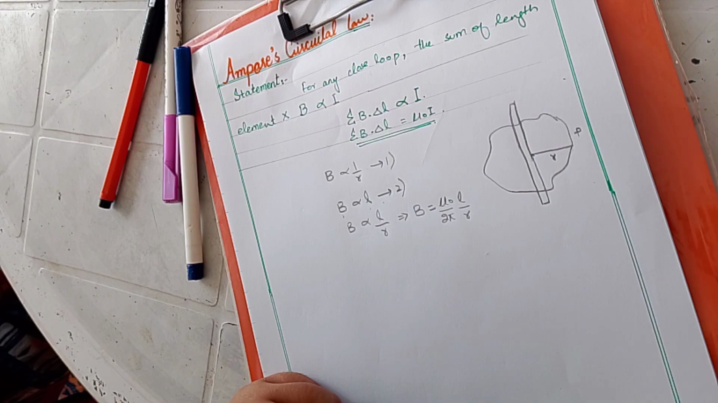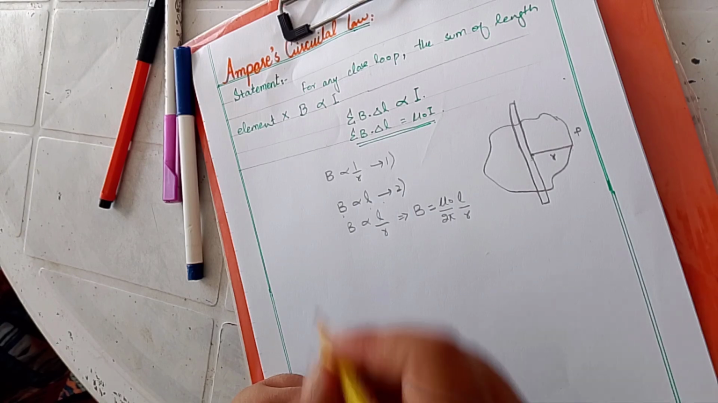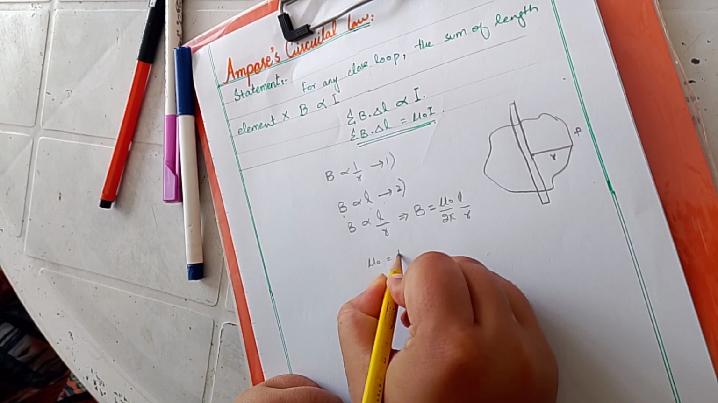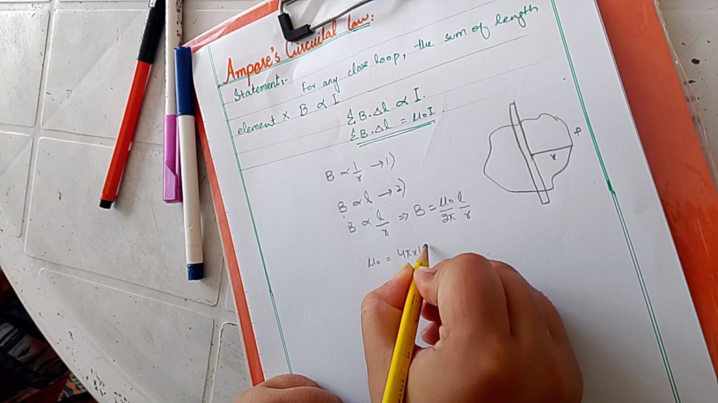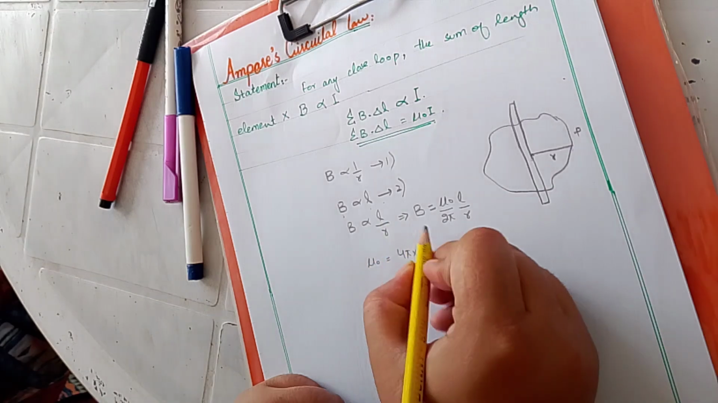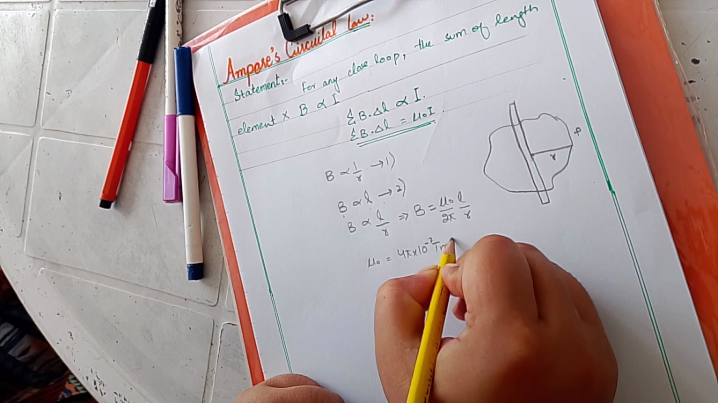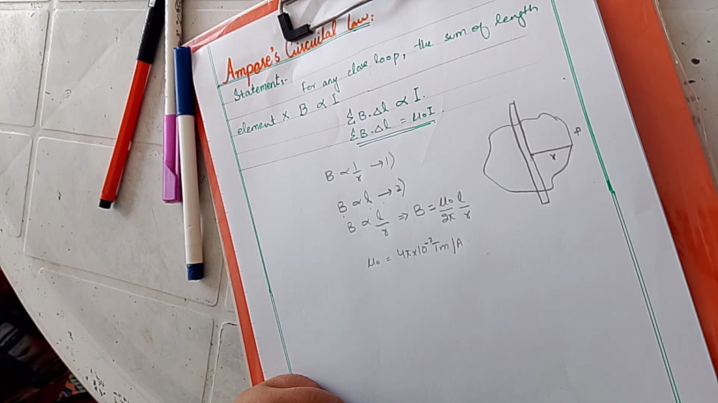This is the constant of proportionality, and mu naught is the permeability, meaning allowance of material. Mu naught is the permeability of vacuum, and its value is 4 pi multiplied by 10 power minus 7 Tesla meter per ampere, or we can write it as 4 pi multiplied by 10 power minus 7 Weber per ampere meter.